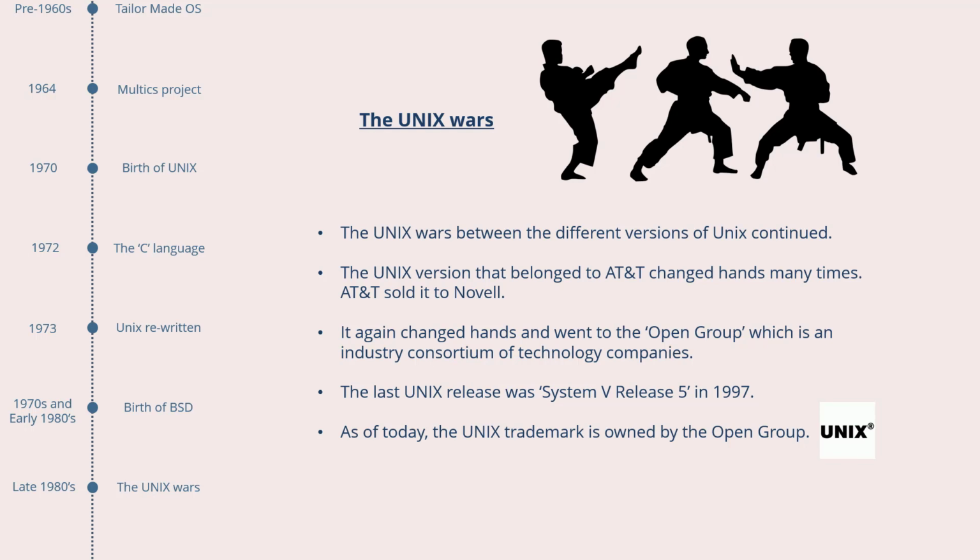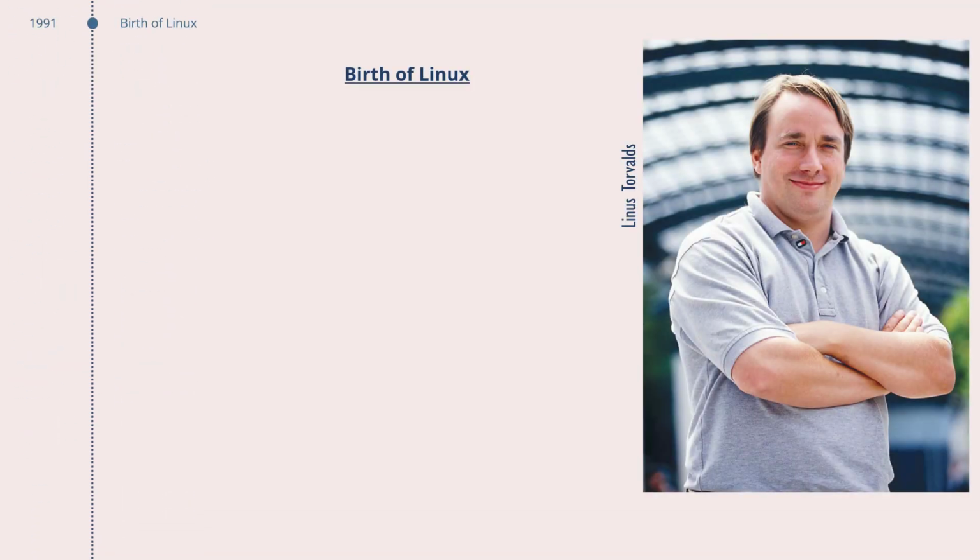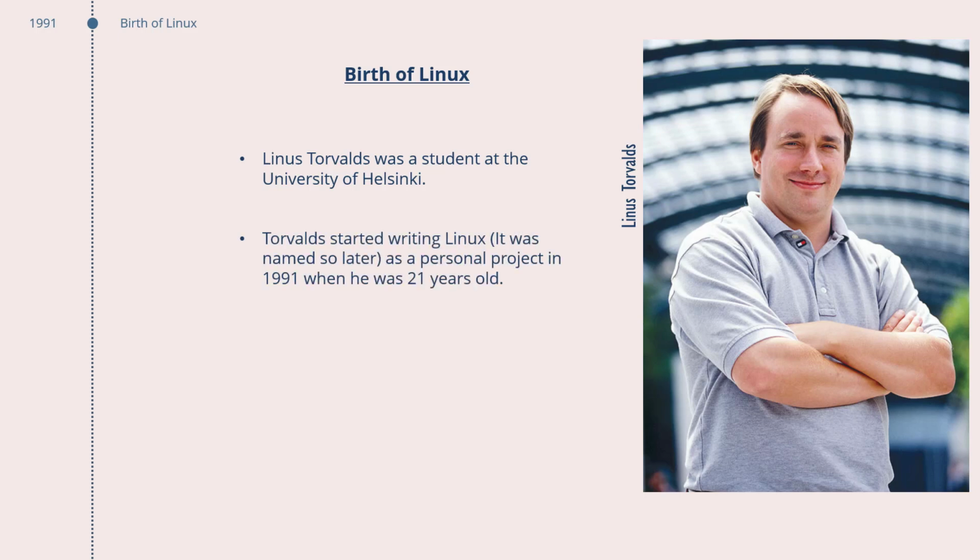Now, another important development took place in 1991. This was when Linux came into the picture. Now that we have looked at the Unix timeline, let's look at the timeline of Linux too in a similar way. This is the picture of Linus Torvalds. He is the man behind Linux. Linus Torvalds was a student at the University of Helsinki. Torvalds started writing Linux as a personal project in 1991. He was only 21 years of age then.